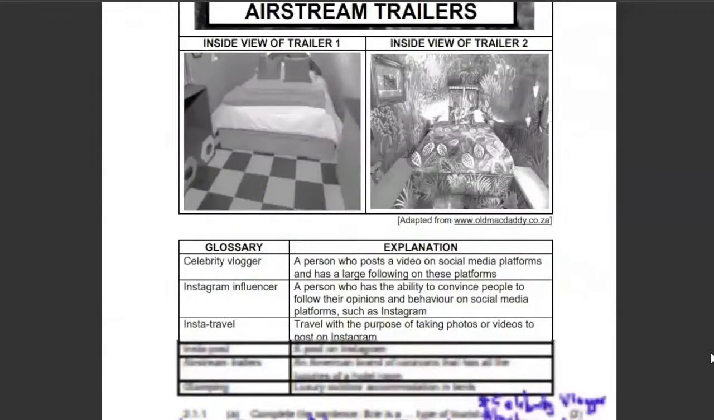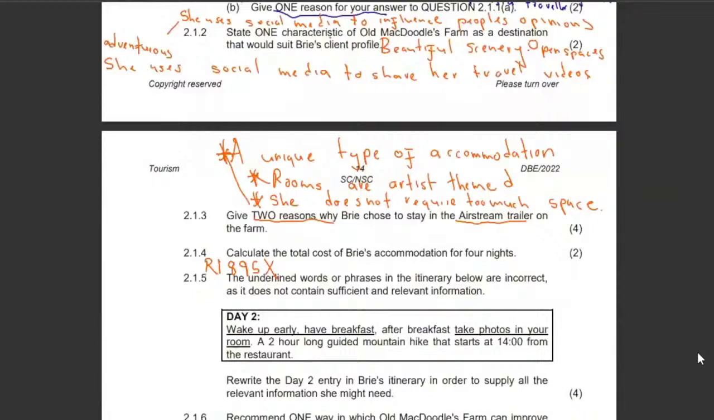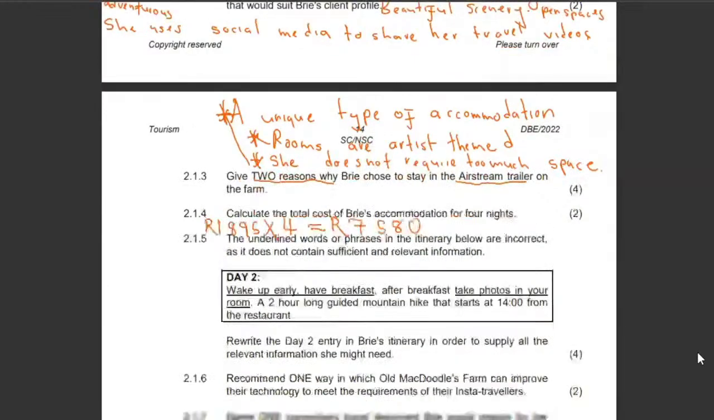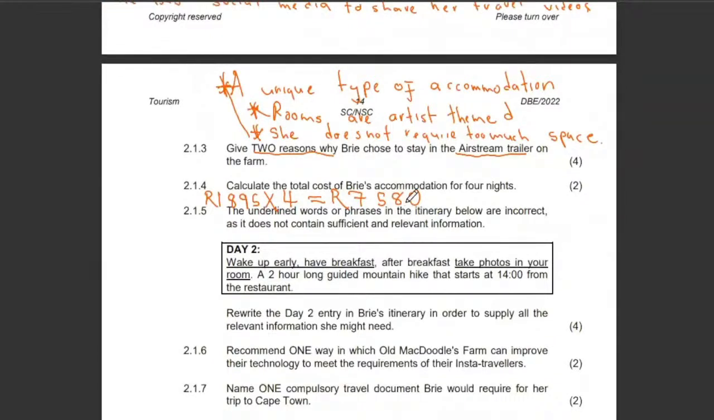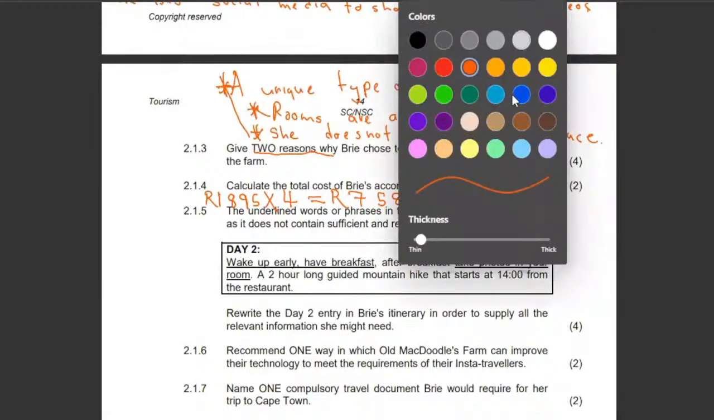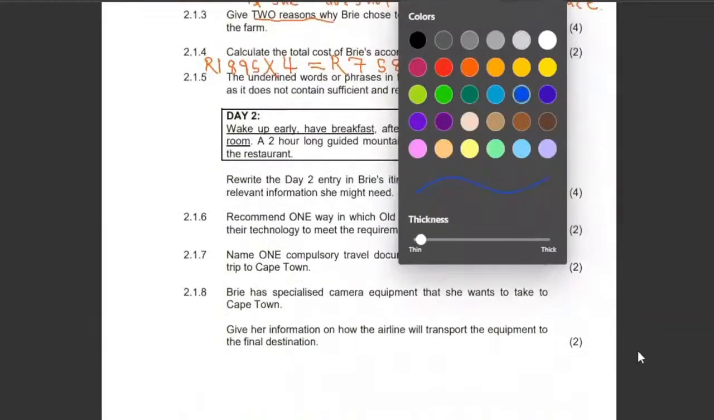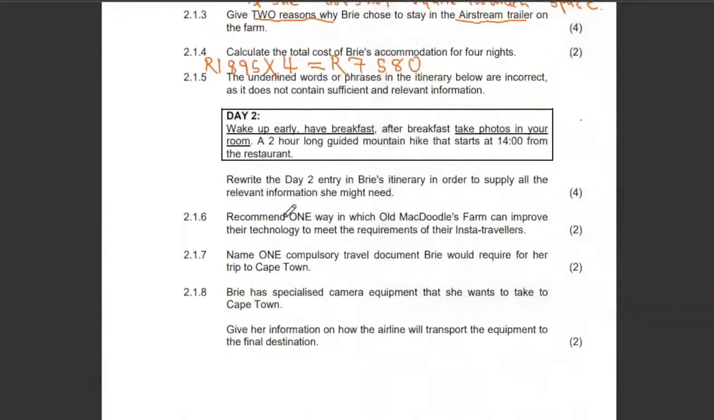So we are going to multiply this by 4. In this case, you make use of your calculator, then you write your final answer correct to 2 decimal places. If you do this using a calculator, you reach a total of 7,580. So this will be our final answer. That is the total cost for this type of accommodation. Now let's go to the next question.